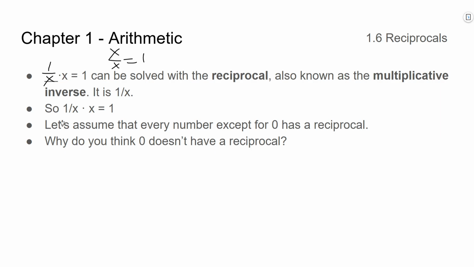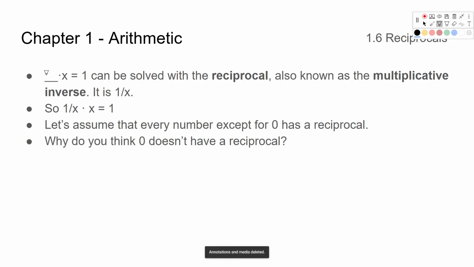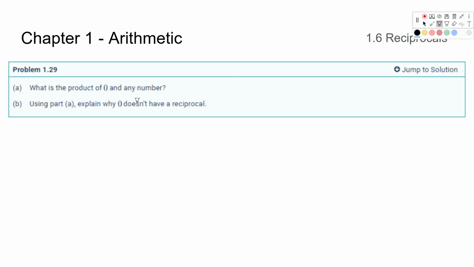All right, so let's assume that every number except for 0 has a reciprocal, for a couple of reasons. If this is going to be the reciprocal, 1 over x, then you can never have 0 in the denominator. Also, to be a reciprocal, it has to be able to fill in this blank right here. So let's go ahead and delete this here. This equation right here has to be able to be filled in. So if x is 0, then there's no way to get to 1. We're going to show that right here with problem 1.29.